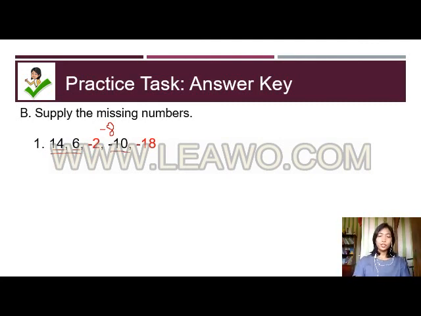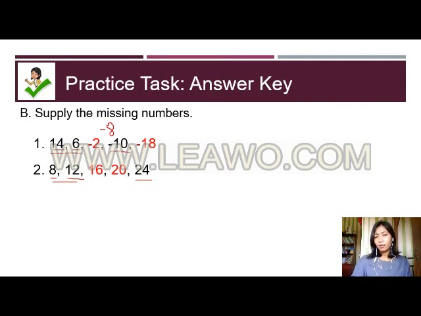Okay, let's proceed with number 2. So for number 2, you are given 8, 12, blank, blank, 24. Again, we will base our pattern on these two consecutive terms. So 8, 12.